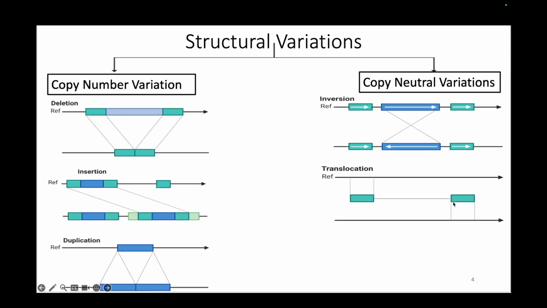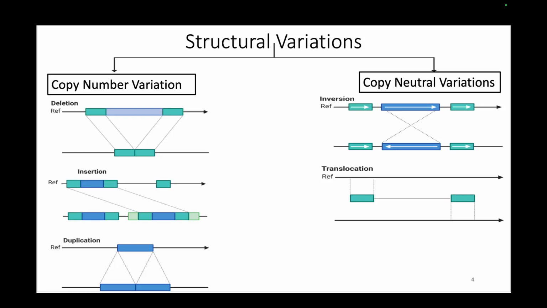These are the three major things that can happen. The other is a copy neutral variation, which primarily includes inversion. A part of the genome has been inverted, or a part of the genome has been cut from one place and pasted in another place. That's what a translocation is. In these two cases, the amount of DNA does not change. That's why it is a copy neutral variant.